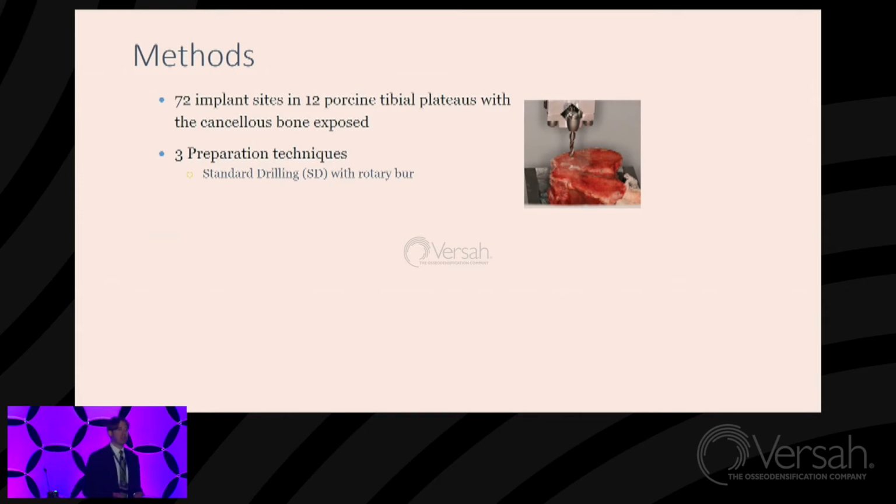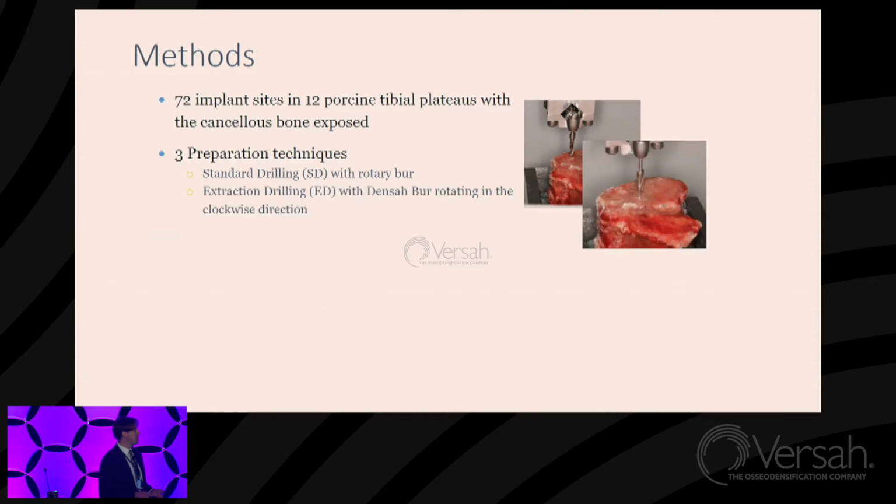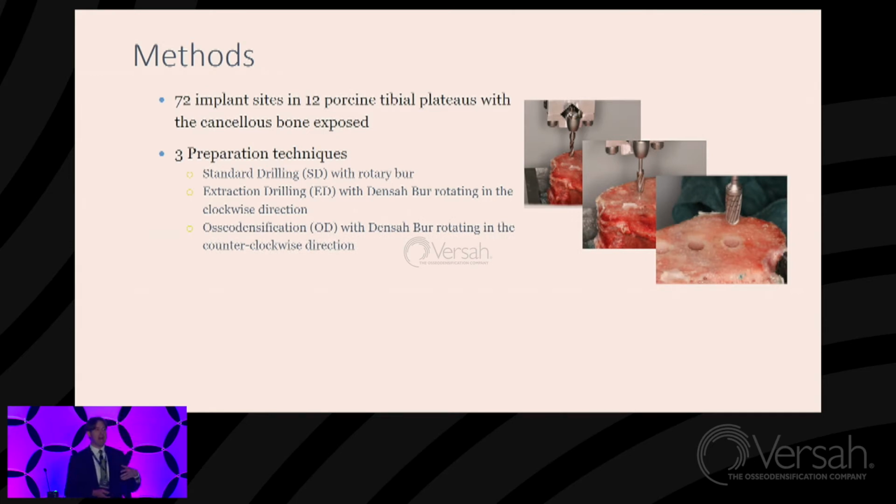So our control group was a standard drilling procedure, and we had 2 experimental groups. Really, this one is more of a control. So we used the Densah bur both in the clockwise cutting direction to extract bone similar to drilling. And we also, the novel feature, was reversing the direction to counterclockwise to densify and compact the bone down into the tissue.